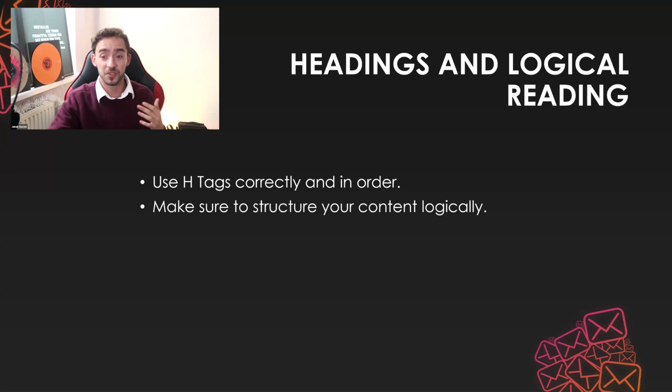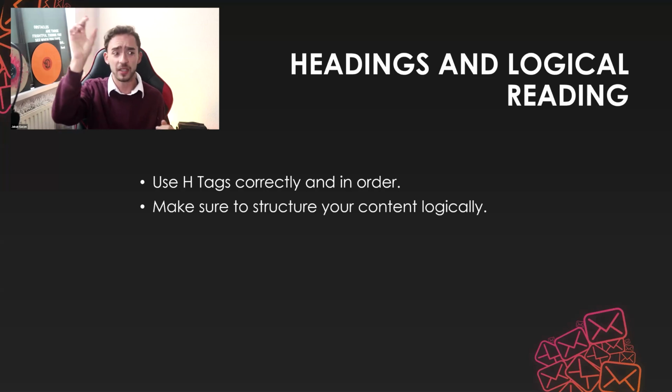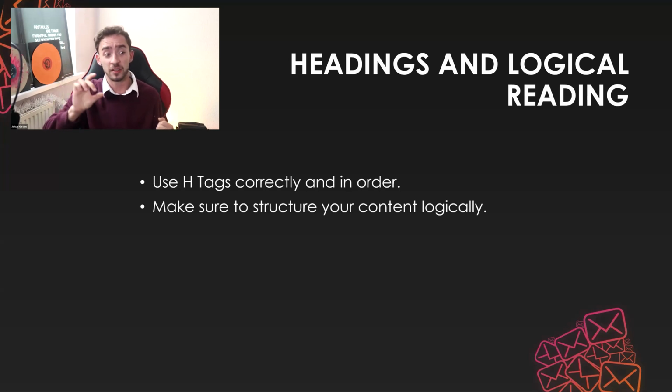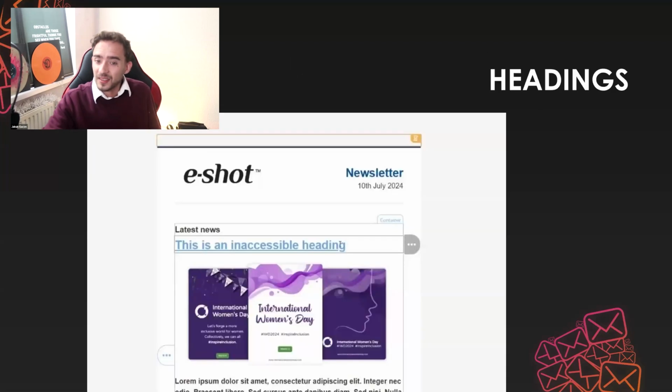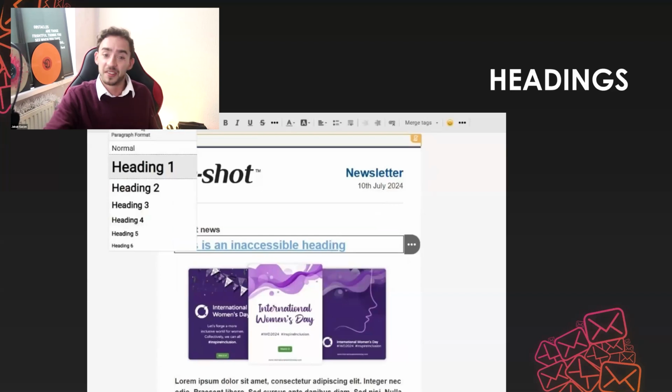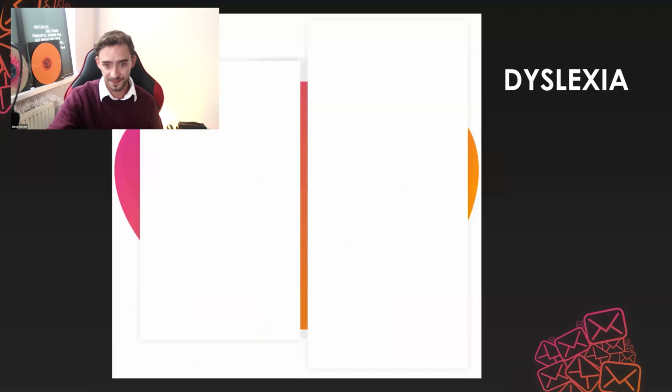Make sure to also structure your content logically. Don't have heading 1, paragraph, heading 3, heading 1, for example. Imagine someone using a screen reader is consuming your content. So basically read your content like a screen reader would, including the image and link alt text, and see how the content makes sense to you. It is really important to do that. Just make sure that it reads in the way you want it to read when you remove the visual aspect from it. And obviously here is the example inside Smart Editor. You just click down and select your heading and paragraph styles.